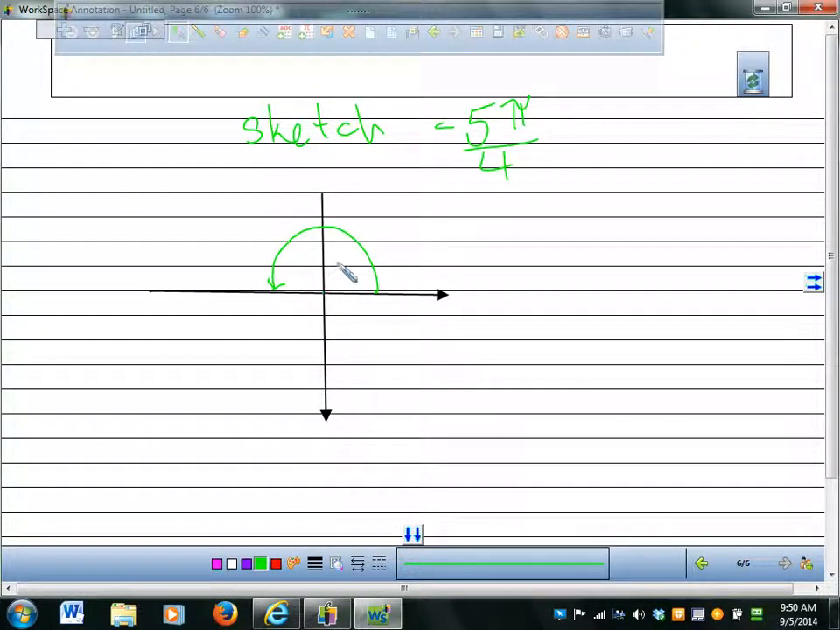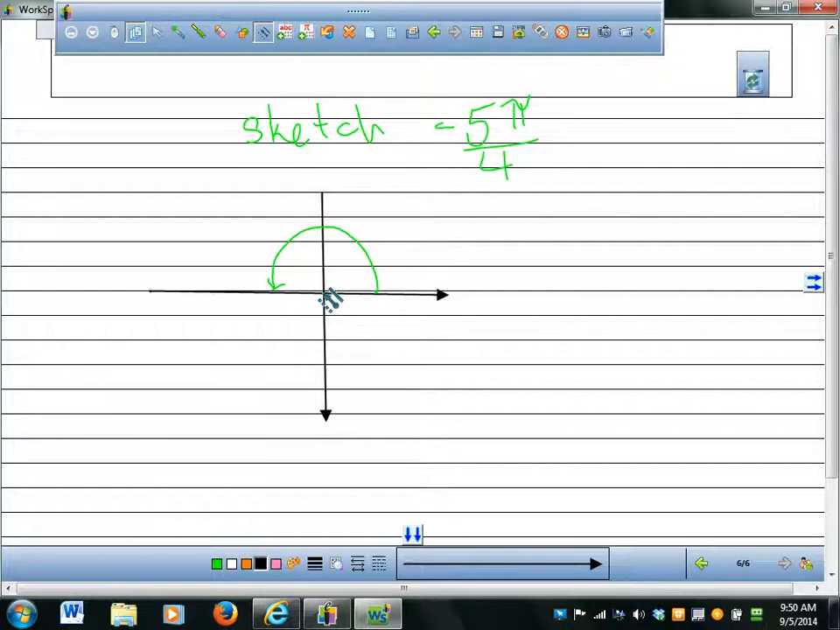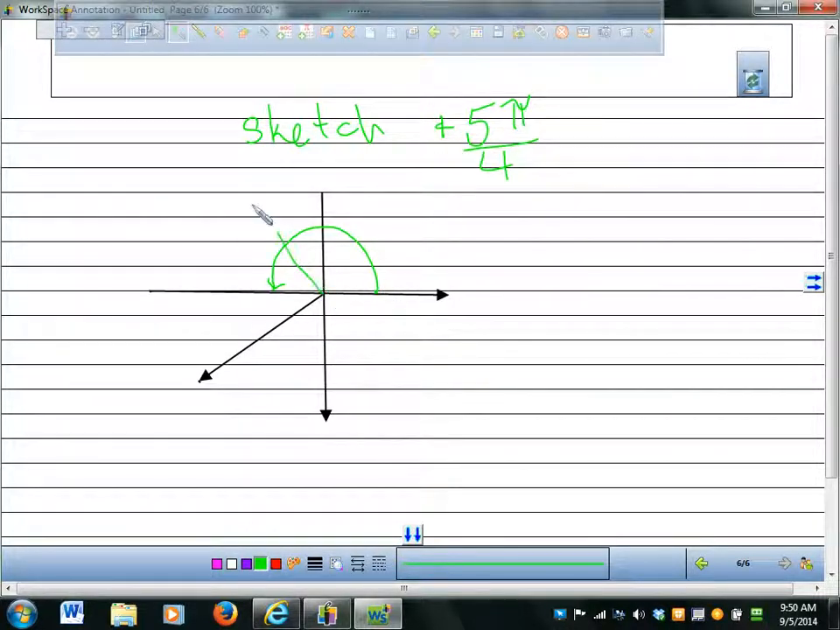Okay, so I'm going to go to here. And so, whoops, I messed up. That's positive 5 pi over 4. If I wanted to go negative 5 pi over 4, then I go this way, and it would be over here, right? Negative 5 pi over 4, positive 5 pi over 4. Good. All right. What else do we need to know?